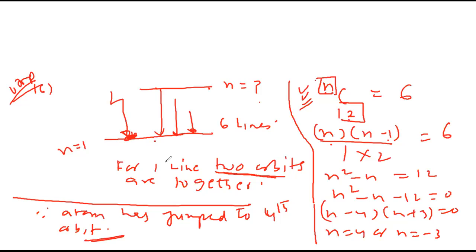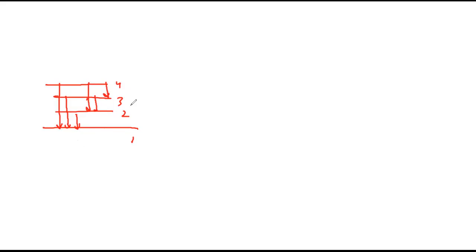Yes, sir. So we got the idea that to emit six lines, the electron has gone to the fourth orbit. Now see what it means. If this is 4, 3, 2, 1, then from the fourth orbit to the first orbit, we get 1 line, 2 line, 3 line, 4 line, 5 line, 6 line. But every time we cannot draw a line and check the orbit, so we should know the formula: total number of lines is given by NC2.